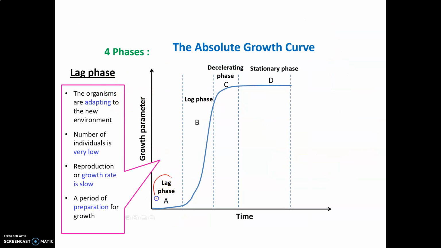Pada awal-awal phase ni, pada phase yang utama, you boleh nampak over the time, semakin bertambah masa, dia punya growth parameter itu sangat-sangat kecil. Okay, you boleh nampak sini, sangat-sangat kecil dia punya magnitude for the growth parameter. Dia grow sangat-sangat slow lah. Pada ketika ini, kenapa the number of individual is very low ataupun the growth rate is very low disebabkan apa? The organism dia baru nak adapt. Okay, dia nak adapt pada new environment.